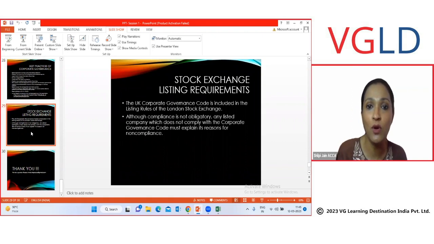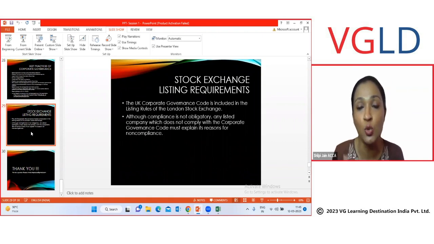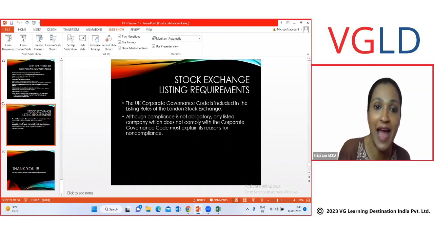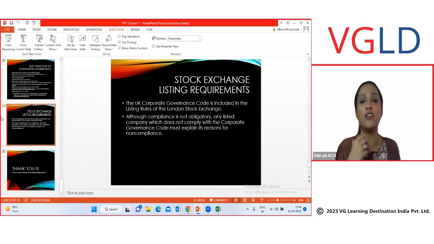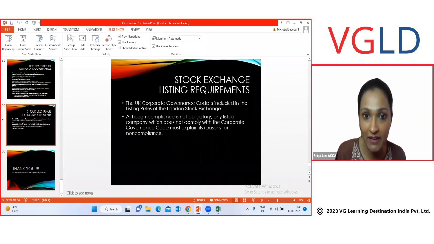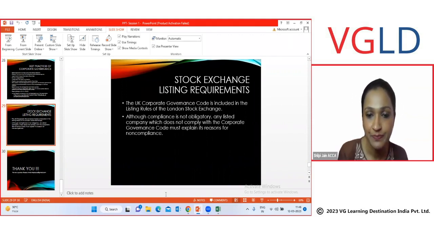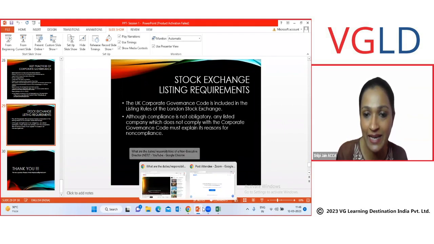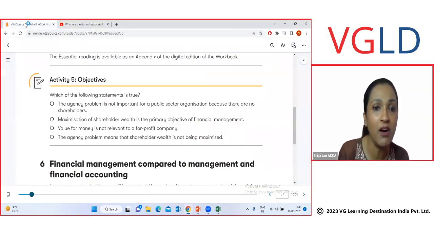Similarly, in the UK, if you're listed on the stock exchange, you need to comply with the listing rules of the London Stock Exchange. And this compliance, even though it's not obligatory, is something that has to be complied with as best practice of the corporate governance regime. Right? So this was just to basically cover what we still have to do from our books.